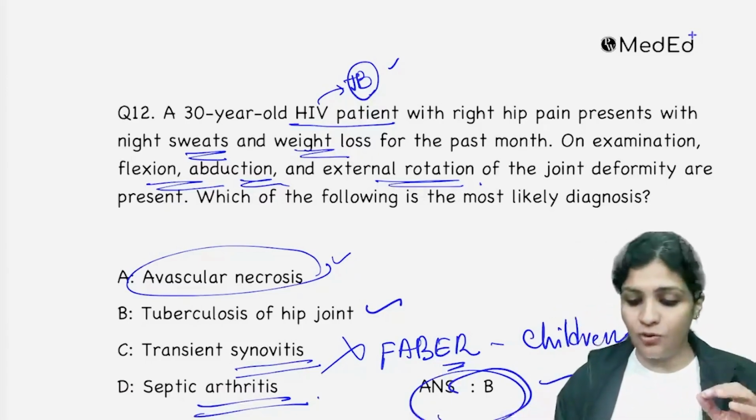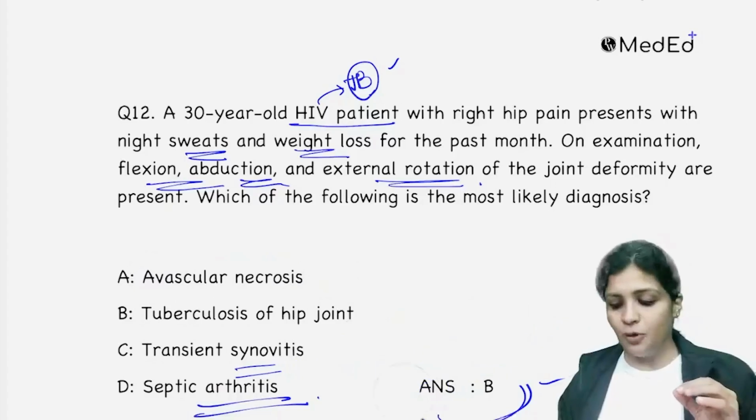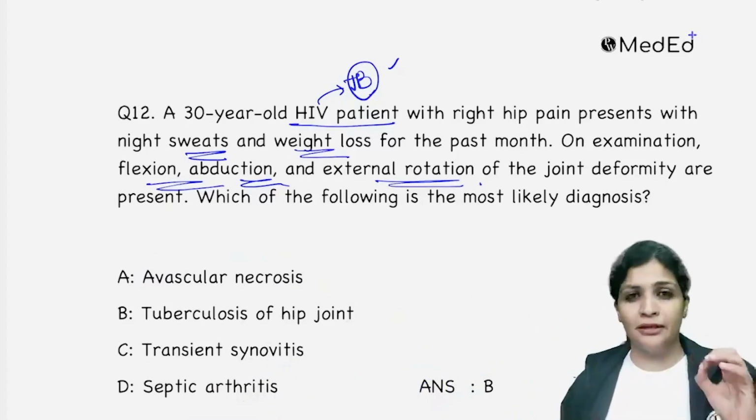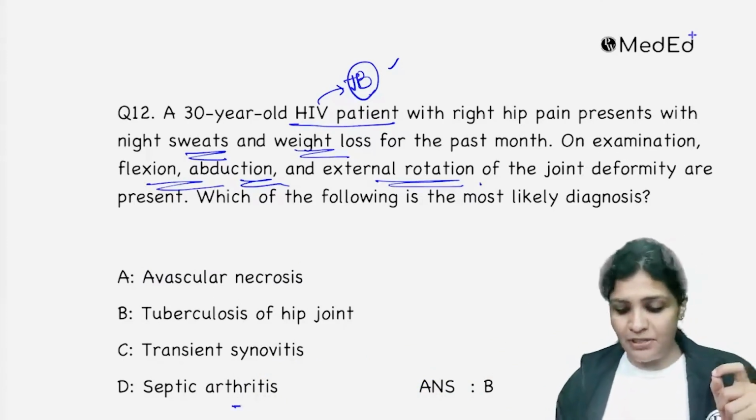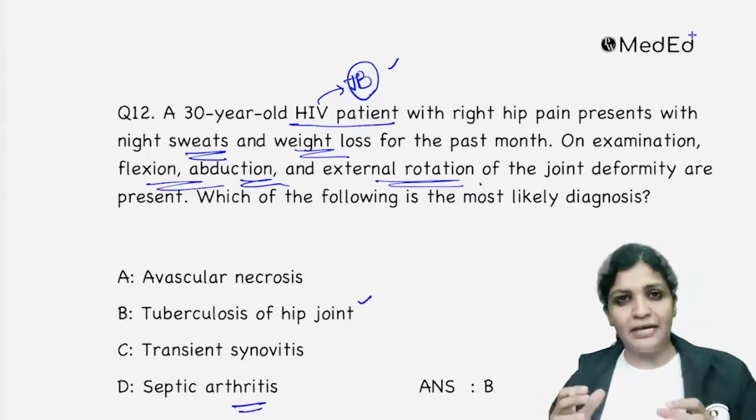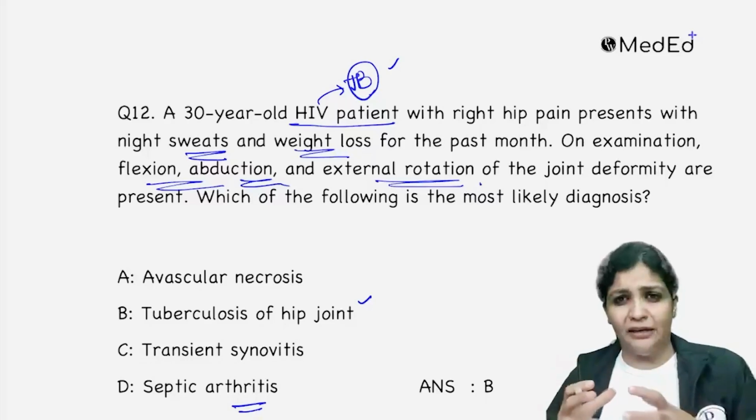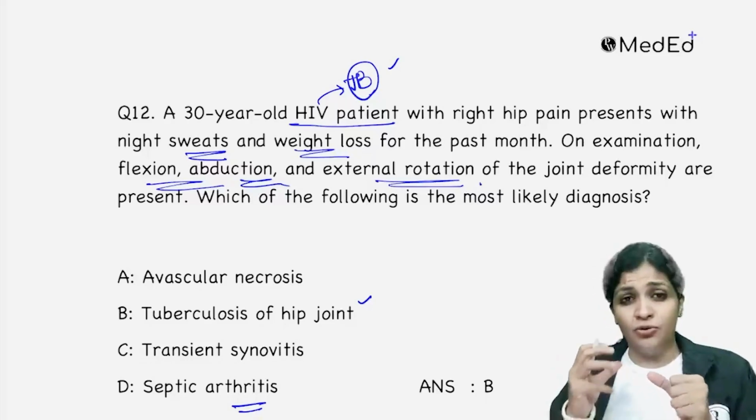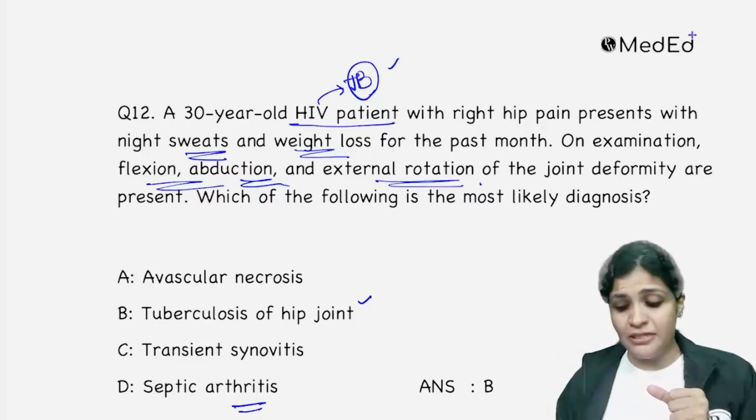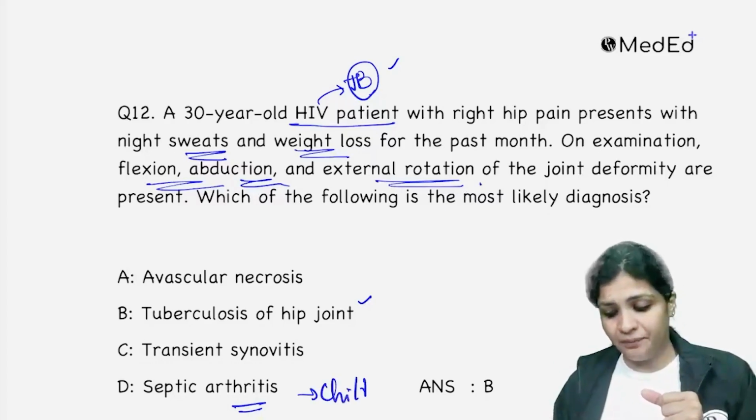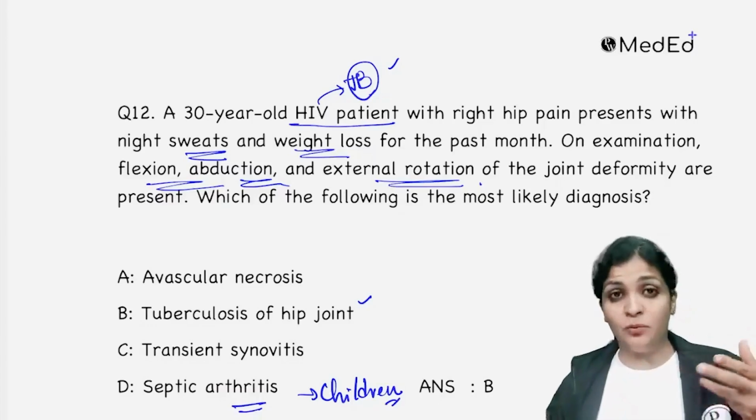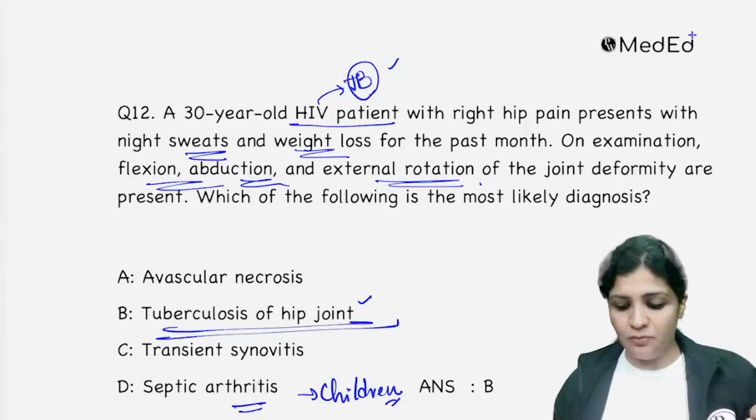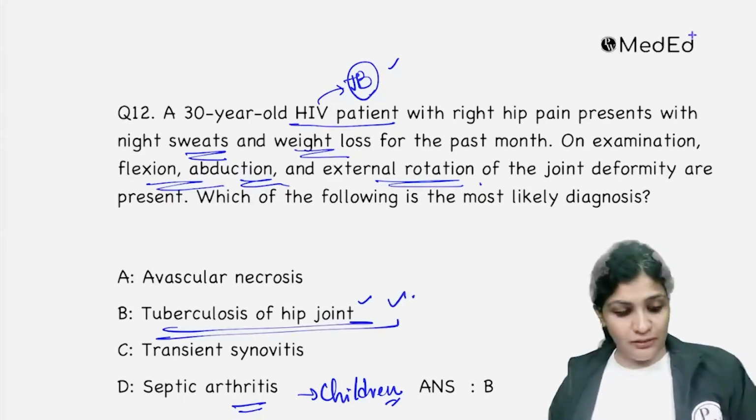You have to always come with the elimination of the options. That is how you can reduce simple mistakes. For example, between septic arthritis and tuberculosis, a septic arthritis patient will come with severe pain and it is usually seen again in children, right? But whenever you see an HIV patient with night sweats, with weight loss, and with this Faber stage 1, usually think about tuberculosis. So that is how you have to think.